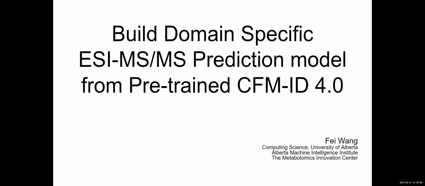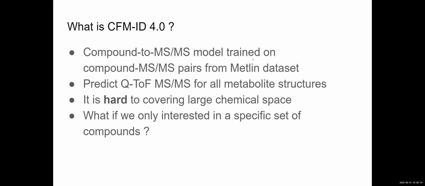So quick recap, what's CMID 4.0? Last year we released the fourth version of the CMID model. It's basically a machine learning model that can do compound to MS prediction, mainly aimed at metabolomics data. It was trained on the methylene dataset, which consists of around 4,000 MS2 to compound pairs.